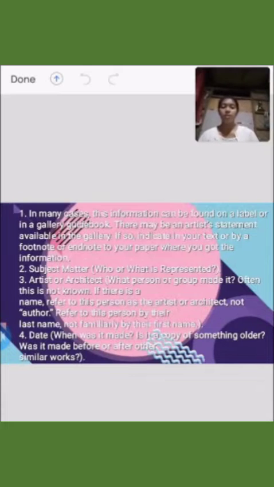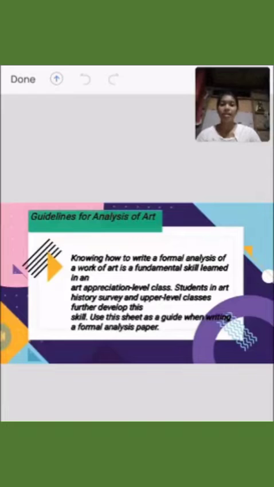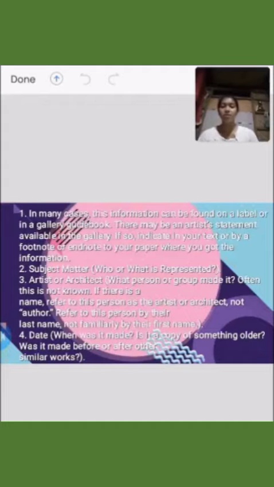So there are 7 guidelines for analysis of art. First, in many cases, this information can be found in the library or in the gallery guidebook. There may be an artist statement available in the gallery. If so, indicate in your text or by a footnote or endnote to your paper where you got the information.